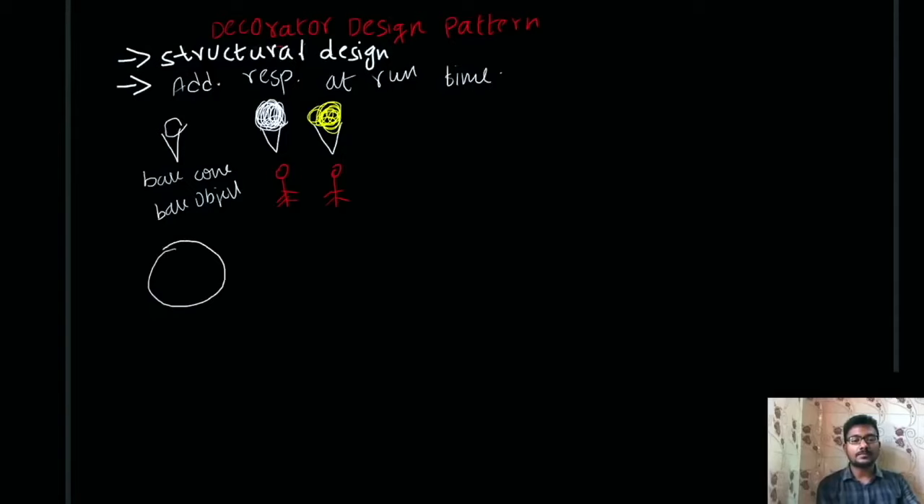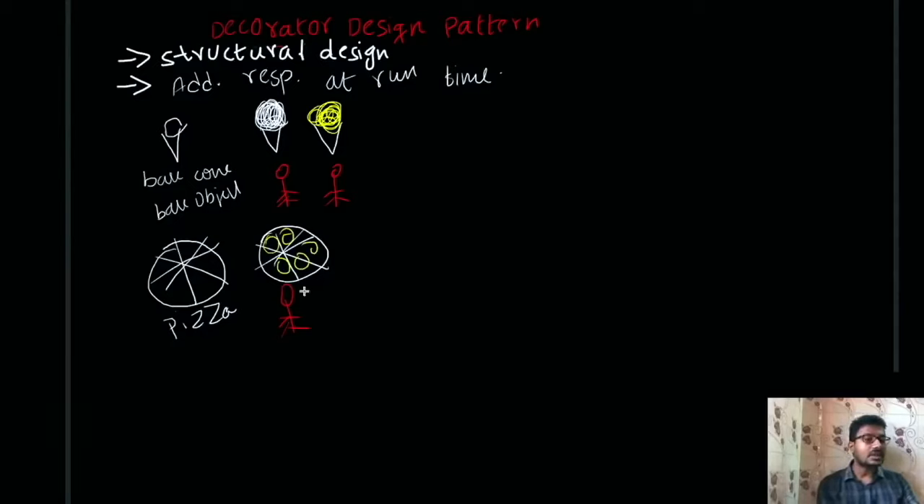Suppose this is a plain pizza, and a customer comes to the pizza shop and orders, I need some chicken pizza. Here the chef takes the base object, which is a plain pizza, and adds some extra responsibilities, in our case chicken, at runtime dynamically. That's important, that's the more important part when it comes to the decorator design pattern.